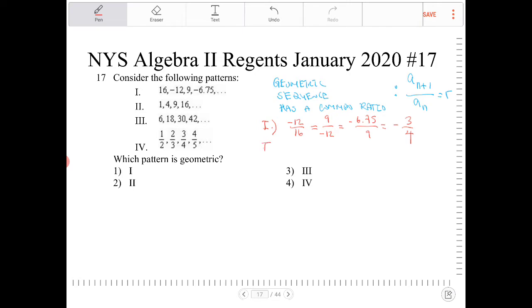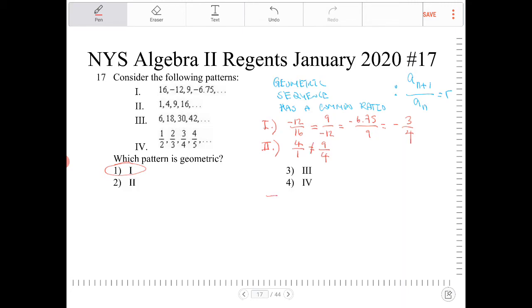What about option 2? And actually the answer is option 1, but let's go through it anyway, right? Option 2, I have 1, 4, 9, and 16. Well, 4 over 1, is that the same thing as 9 over 4? You can clearly see that that's not the case. And if you don't see it, you can simply cross multiply, and you can see that 4 times 4 and 9 times 1, they're not the same. Whereas in the previous case, 16 times 9, that's 144, and negative 12 times negative 12, that is 144. That does hold. So they're not the same.